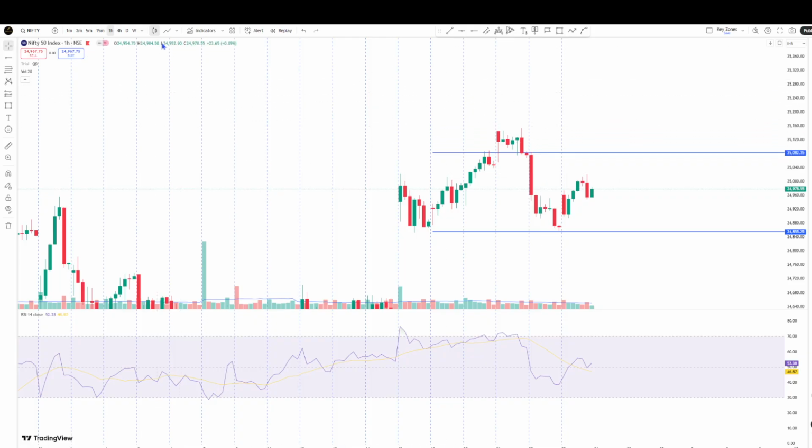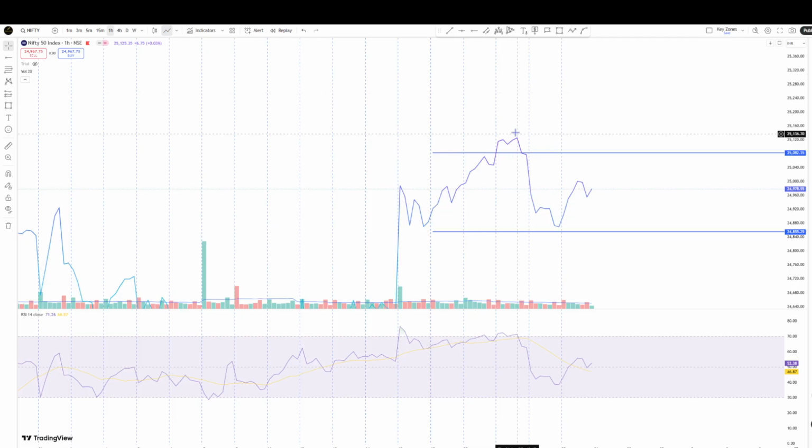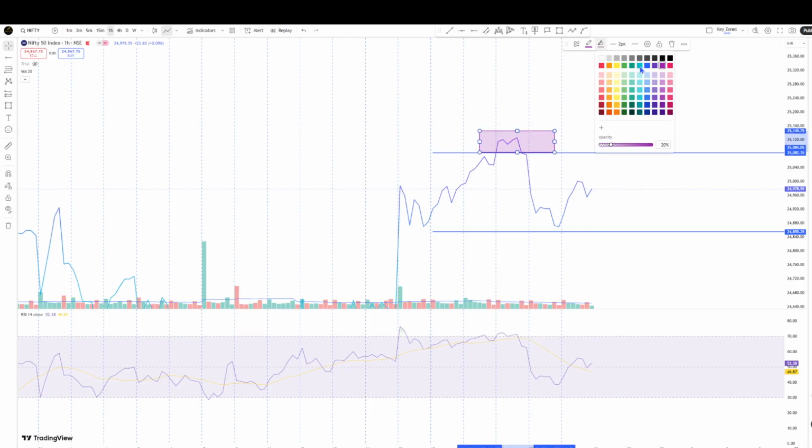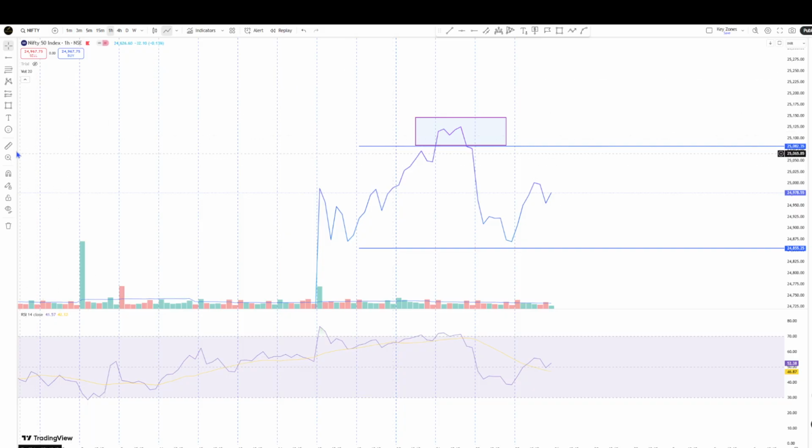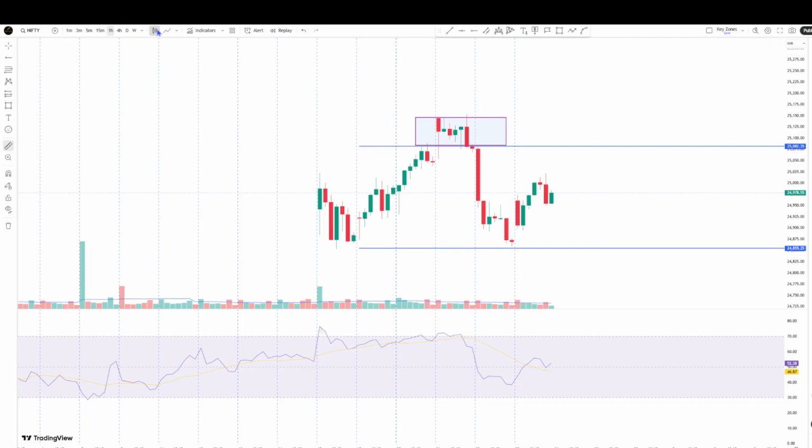22 of August. If we remove the bars, the candles, and move into the line, this area, look what I discussed. This area was looking like a double top, and we had a movement of almost 220 points. Excellent.